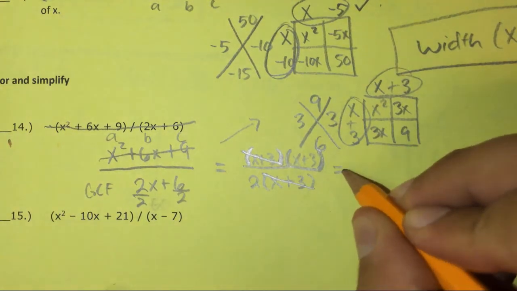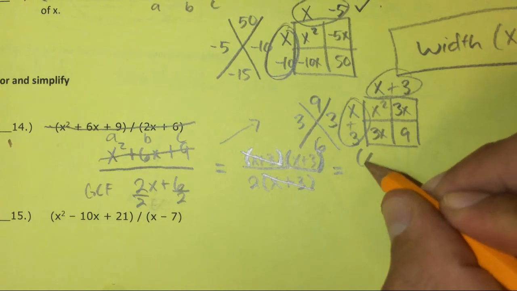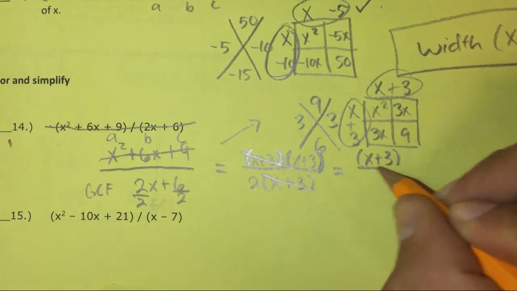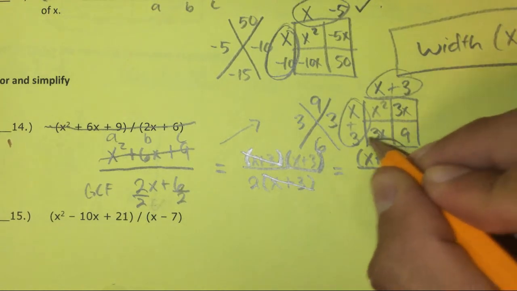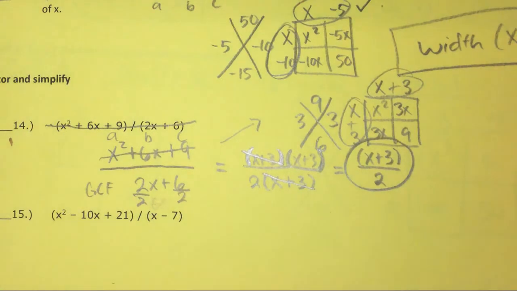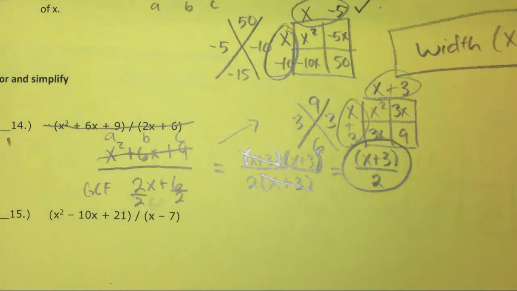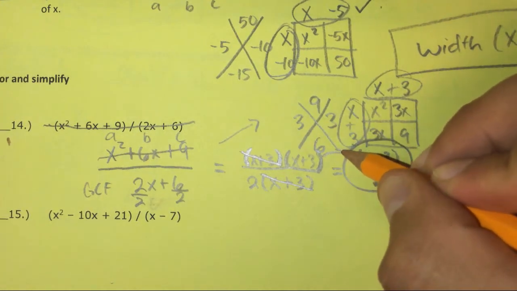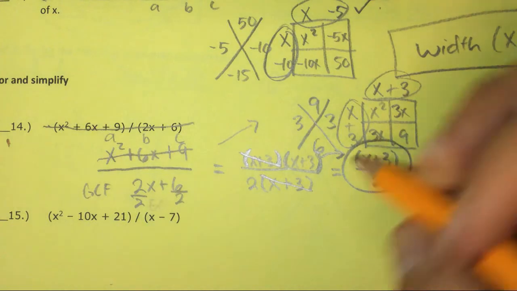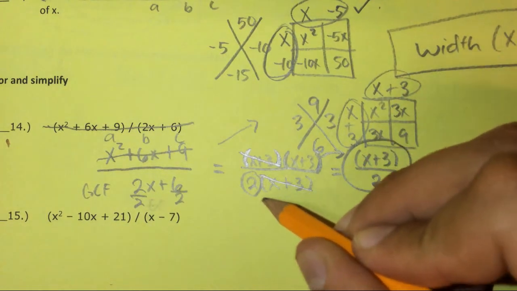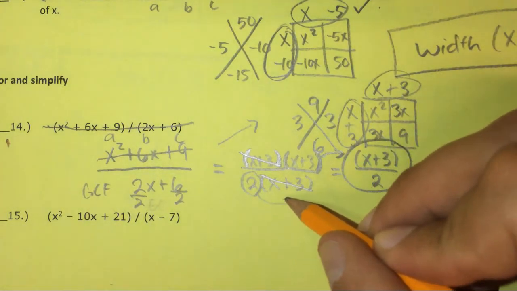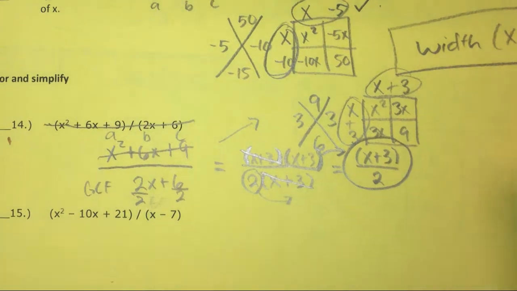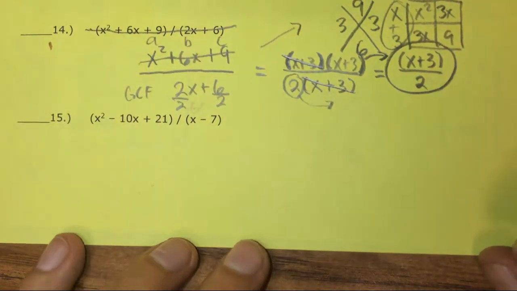So my final answer here, in parentheses, I have x plus 3 up top, and I have 2 down at the bottom, and so that would be my final answer. With your final answer, you have to make sure that if it's on top, it stays on top. If it's on the bottom, it stays on the bottom. The x plus 3 was on the top, so I left it on the top. The 2 that was left over was down at the bottom, so I left it on the bottom. Okay? We do the next one the exact same way.